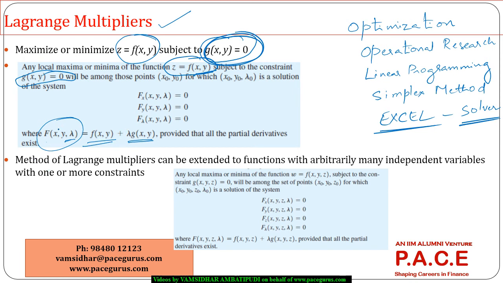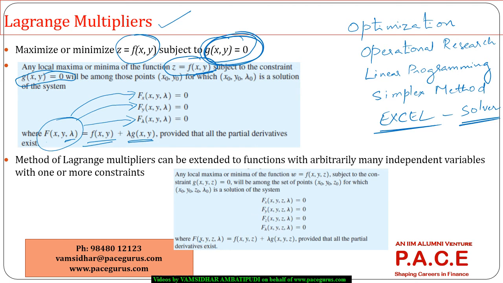And after that, for that particular function, find your partial derivatives with respect to x, with respect to y, and with respect to lambda. So you'll get three different partial derivatives, and each one of them you equate to 0 and solve for the values of x, y, and lambda. And that is where you can get your maximum or minimum value. The same logic can be extended even if there are many independent variables.